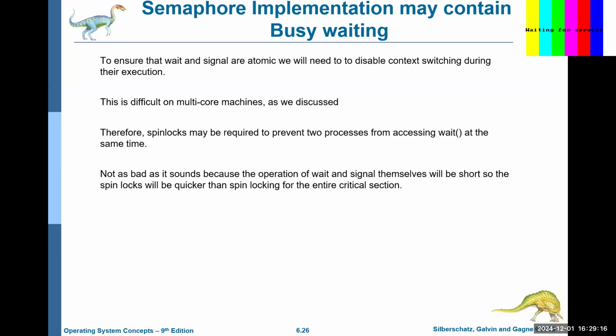In other words, in a multi-core environment, we have to actually have spin locks to prevent the 2 different processes, because if I have 2 different processes running at the same time on 2 different cores, they could both try to go to wait at the same time. So we may have to lock one out. When one goes in, you may have to lock the other one out somehow. But it's not as bad as it sounds, because the operation of wait and signal themselves will be short, so the spin locks will be quicker than spin locking for the entire critical section.